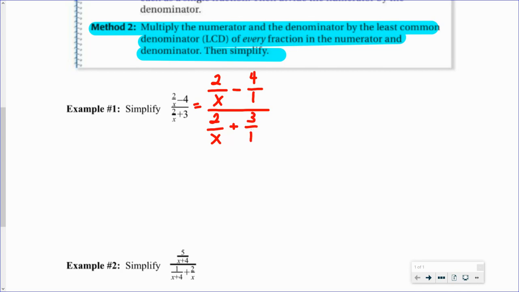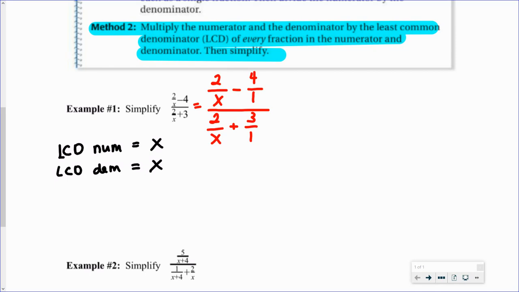So now what I'm doing is searching for the least common denominator of all the terms in the numerator and then all the terms in the denominator. So let's look at the numerator first. We've got 2 over x minus 4 over 1. So the LCD for the numerator is x. Okay, so that's the least common denominator for the numerator. Now let's look at the LCD for the denominator. So again, here we have x and 1. So again, the LCD for the two fractions in the denominator is x.